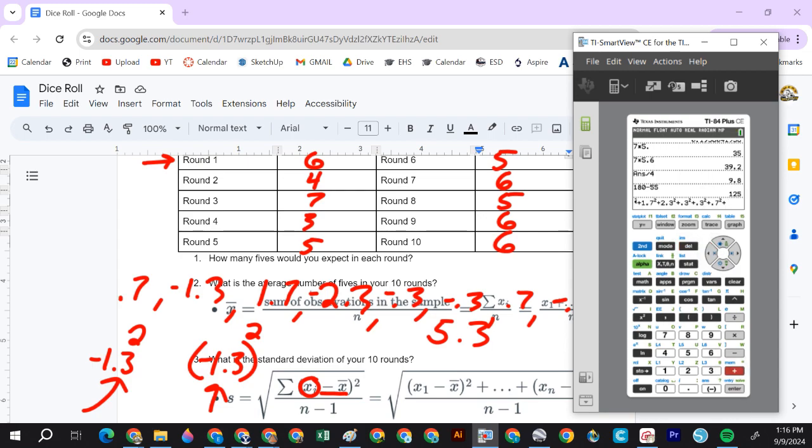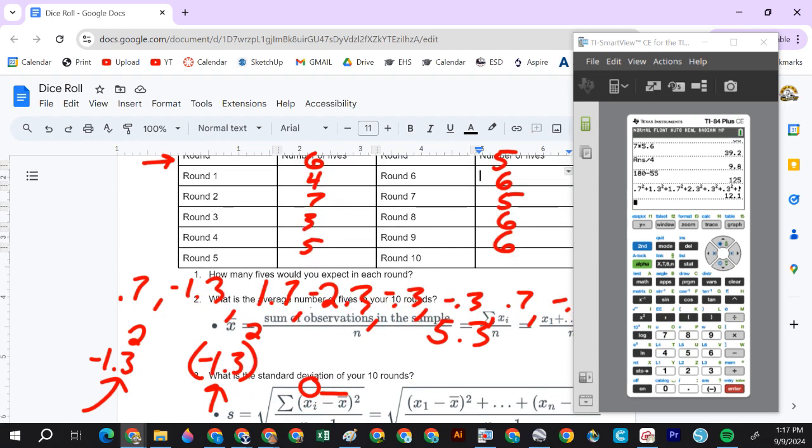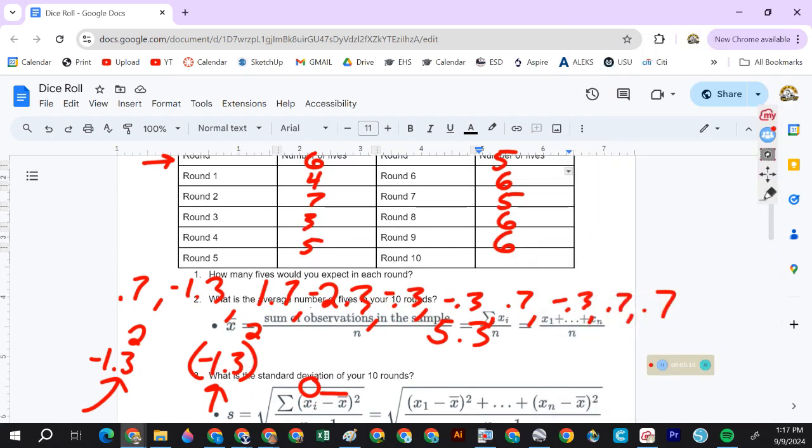Okay, plus 0.3 squared plus 0.7 squared plus 0.7 squared. Okay, nope, not a 4, a 3, a 7. All right, so that is, so I get 12.1. That is this piece of the equation there.